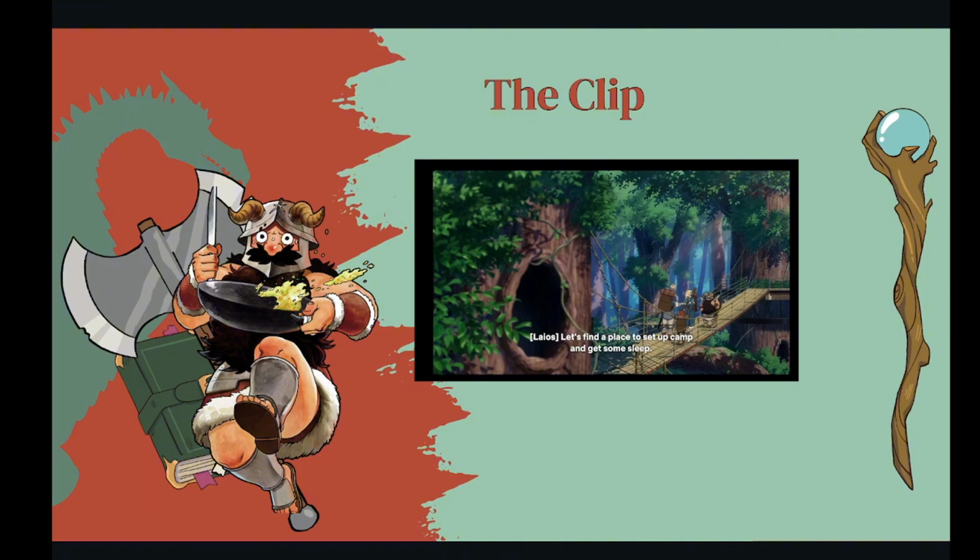Okay, did you catch the modal from the clip? So the modal we are focusing on is what Laya said. We should rest. So we're focusing on the modal should today. So what is the modal should?